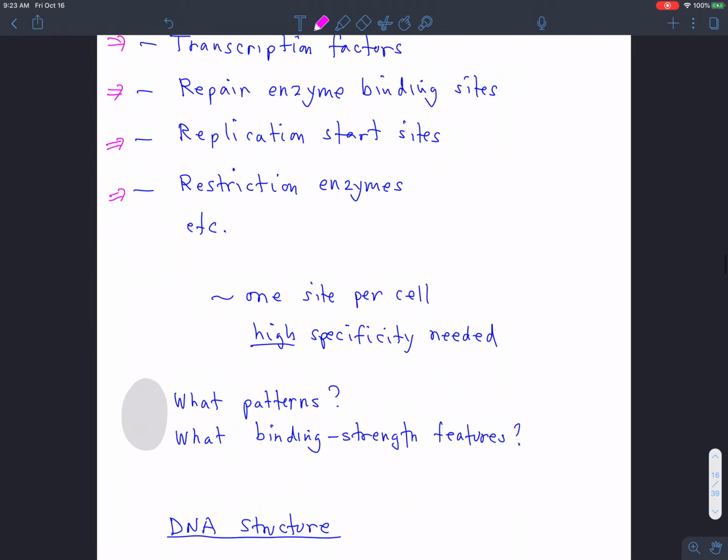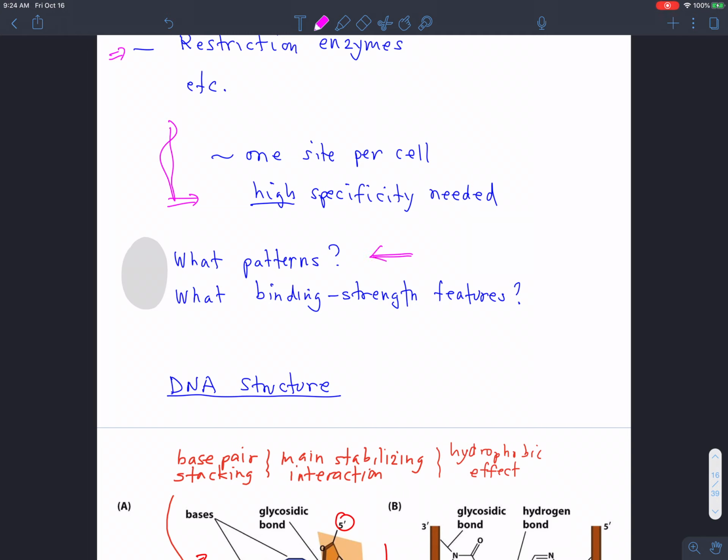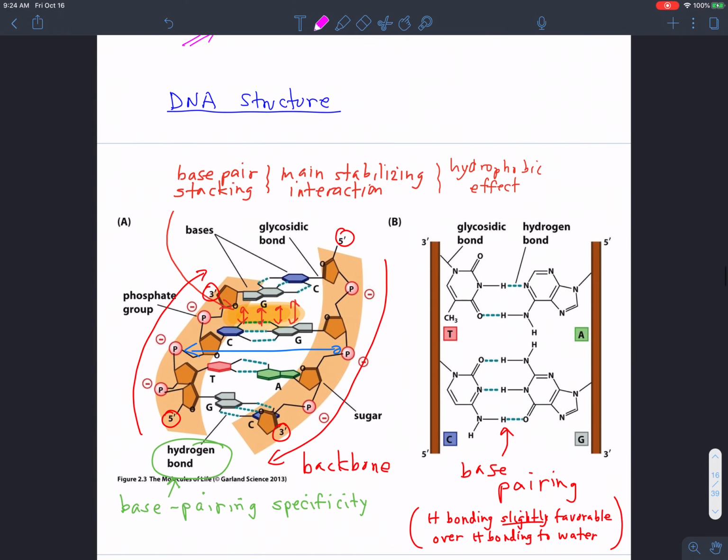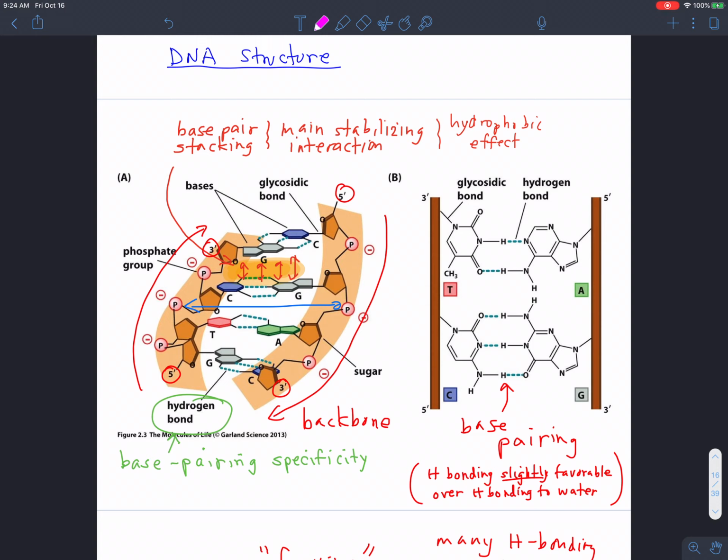Let's see how that works on a molecular level. What kinds of patterns are we looking at? Getting specificity requires some kind of pattern matching or pattern complementarity. What sort of patterns actually are on these molecules, and what kinds of things drive the binding in the first place? So let's talk about how DNA is built, just to remind ourselves. I think probably everybody has seen this kind of stuff before, but maybe not the kinds of features that we need for this particular case. So let's go over them.